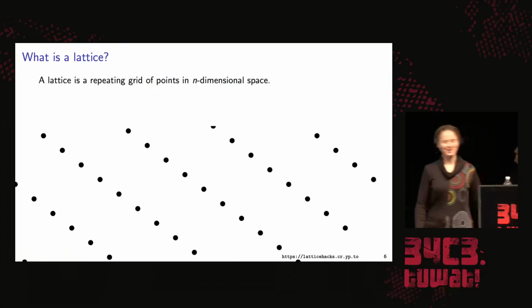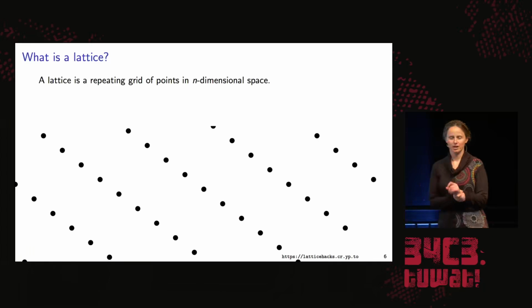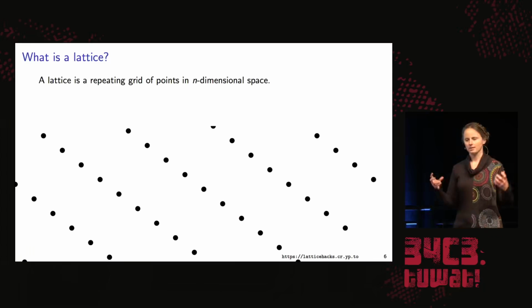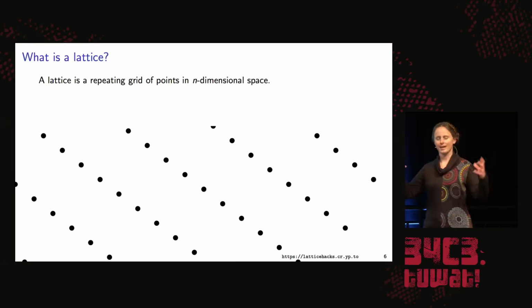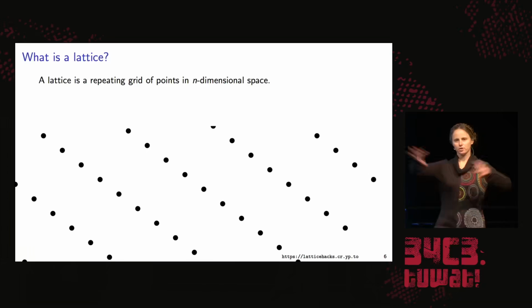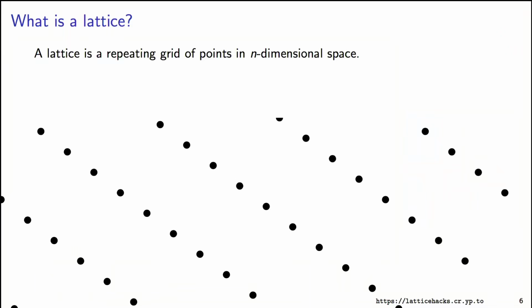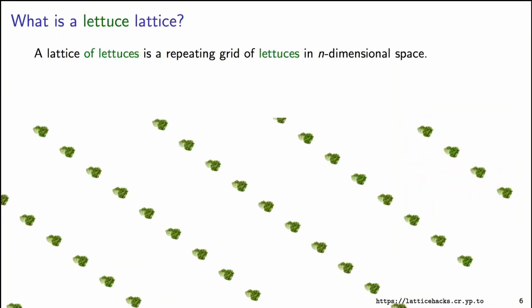Definitely not. Okay, so for the purposes of this talk, there are actually multiple kinds of lattices in mathematics. The kind that we're going to talk about is, think of it as a repeating grid of points in n-dimensional space. So we have n-dimensional Euclidean space. Hopefully you can imagine n dimensions, and think of a repeating grid of points. It looks something like this in 2 dimensions.